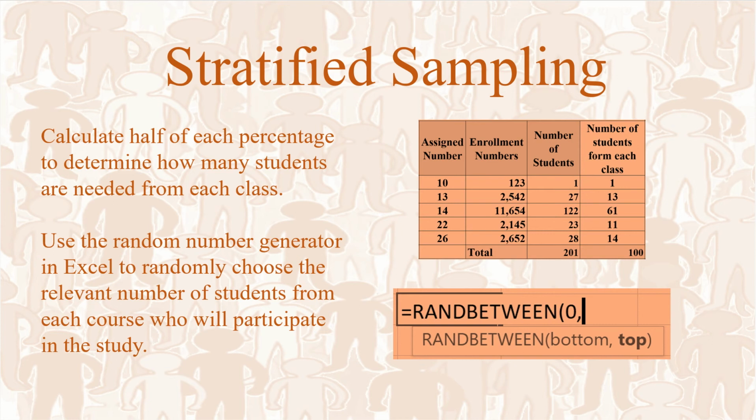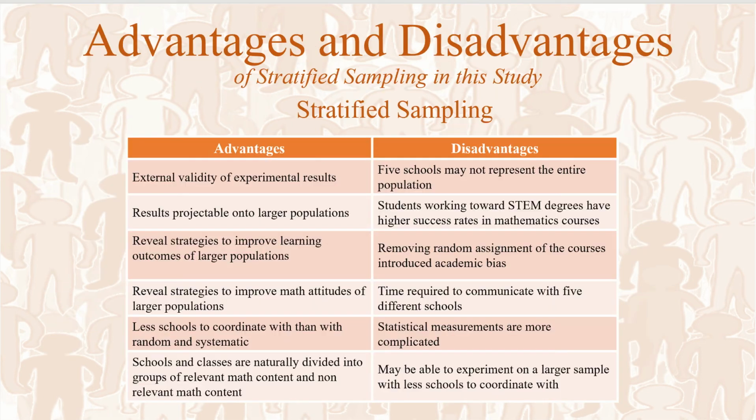Assign each student a number between 0 and n, letting n be the number of students needed for the list. Calculate half of each percentage to determine how many students need to be selected from each class. Round each number up to an even digit. Use the random number generator in Excel to randomly choose the relative number of students from each course who will participate in the study.